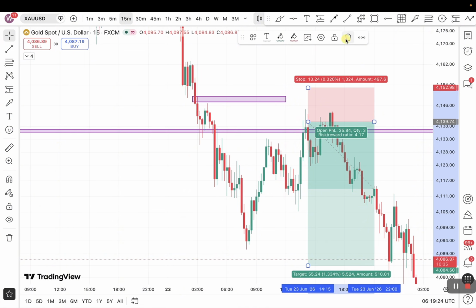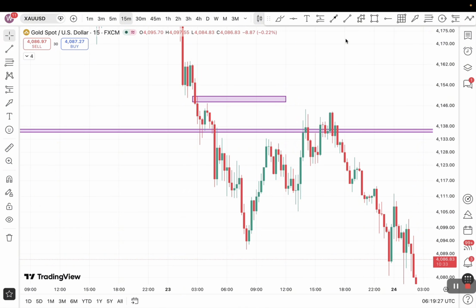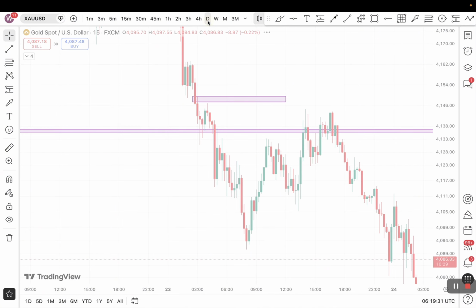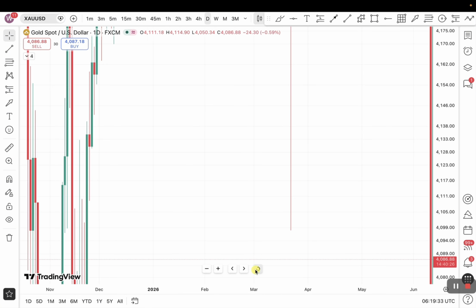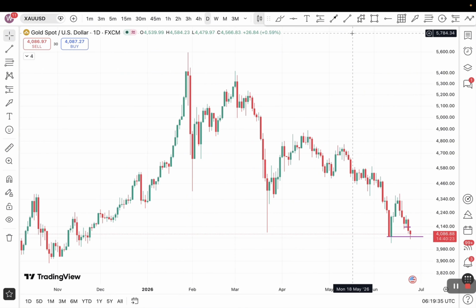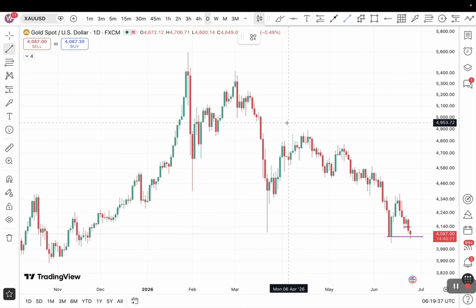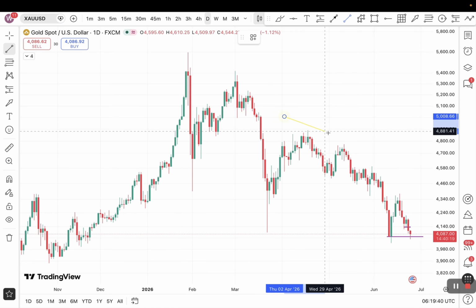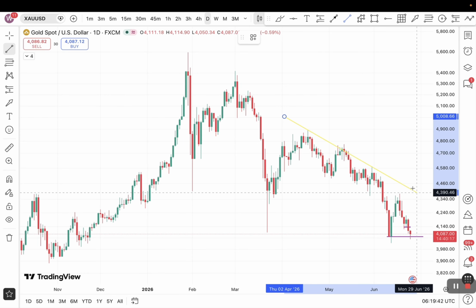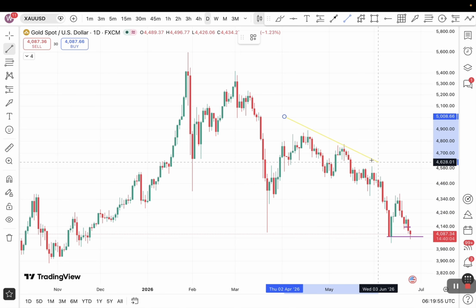The first thing you need to check if you want to trade gold on a daily basis is your daily time frame. Let me do it again. You can see the market is currently coming down. The market is in a downtrend. This trend line also shows you that the market is in a downtrend on the daily candle. The market is currently in a downtrend, 100%.